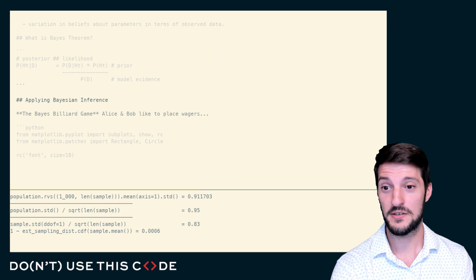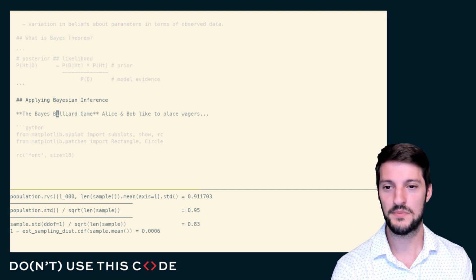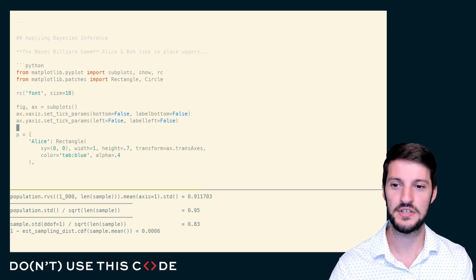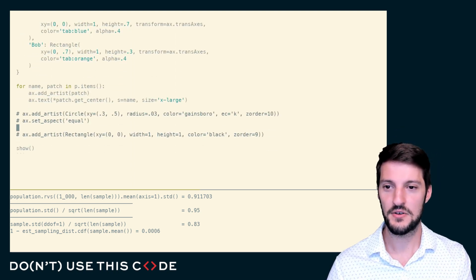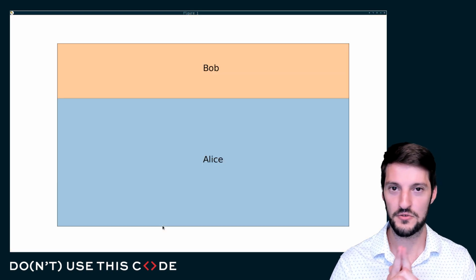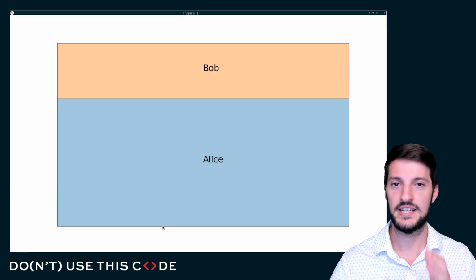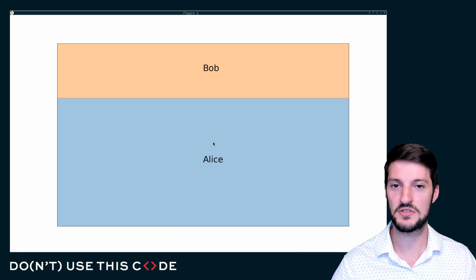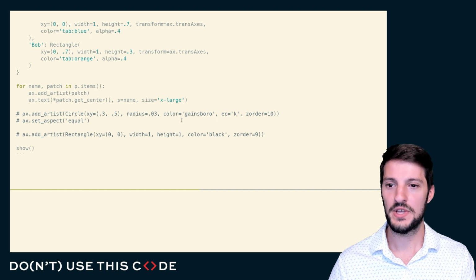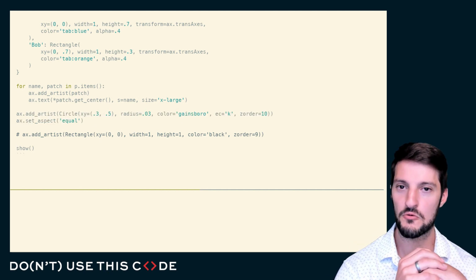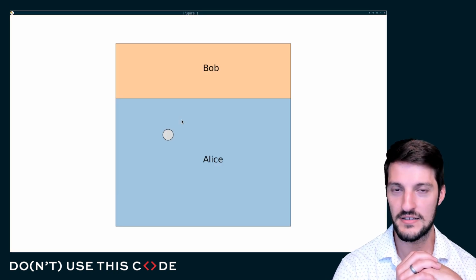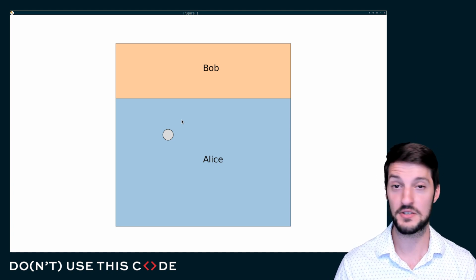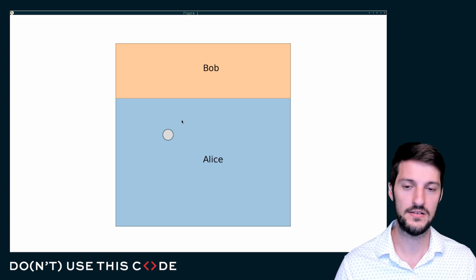Bayes himself actually proposed a billiard game. In this billiard game, we have two players, Alice and Bob, and they absolutely love to place wagers. Alice and Bob have a billiards board, or a pool table, and they divide it into maybe uneven sections or maybe even sections. But you can see here that Alice owns most of the board. What we then do is we roll a ball on that board and we watch where it lands. Whoever's portion of the board it lands on, we say is the winner of that round. And so in this case, Alice has clearly won.